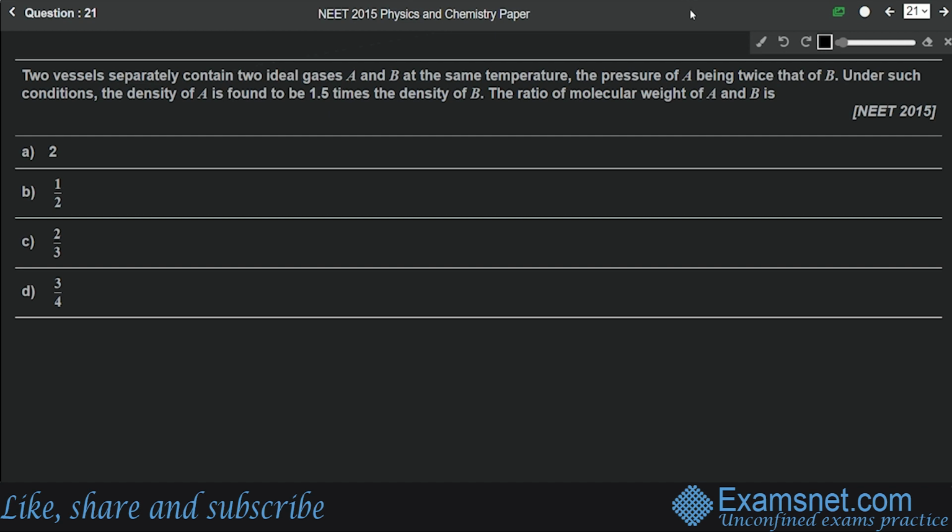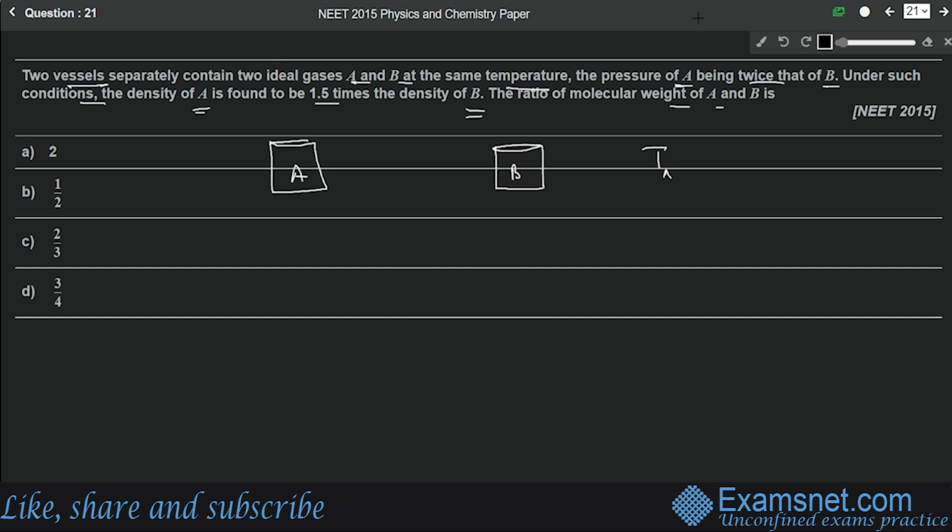Next question is from kinetic theory of gases and the question is: two vessels separately contain two ideal gases A and B at the same temperature, the pressure of A being twice that of B. Under such conditions, the density of A is found to be 1.5 times the density of B. The ratio of molecular weights of A and B is. Okay. So we have two vessels. This is the first vessel, this is the second vessel. They contain two ideal gases A and B, which are at the same temperature.